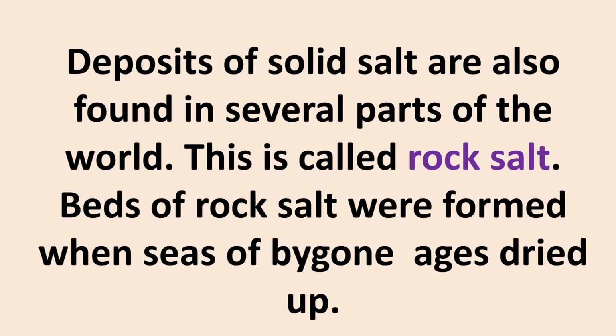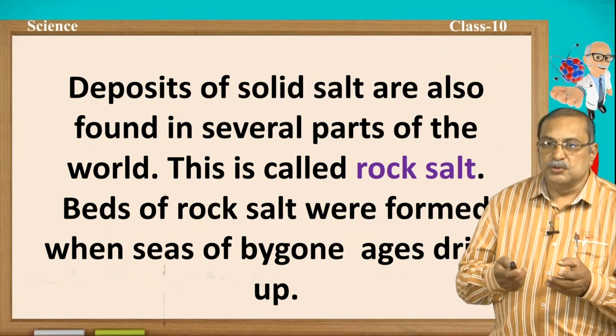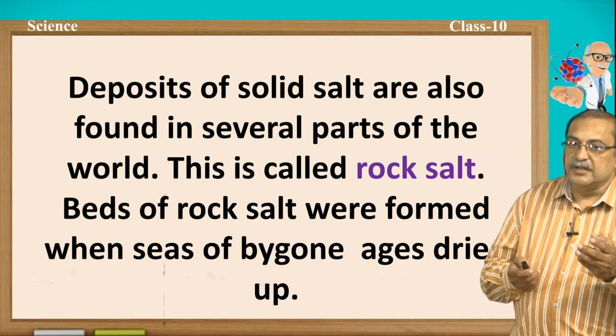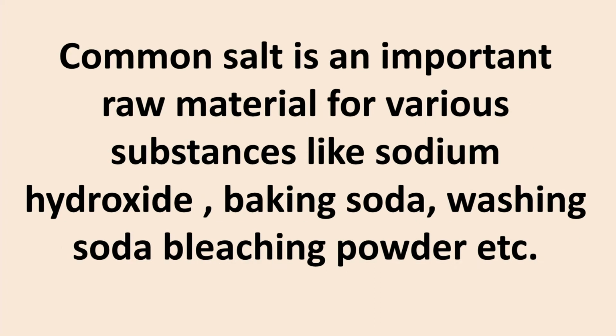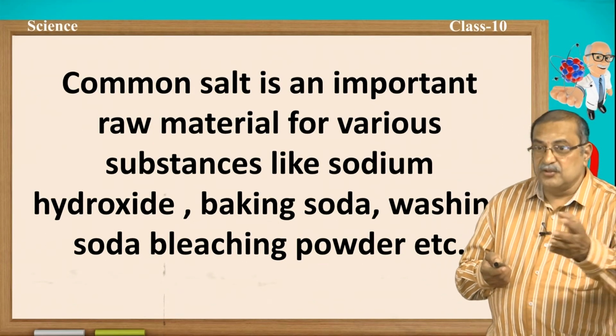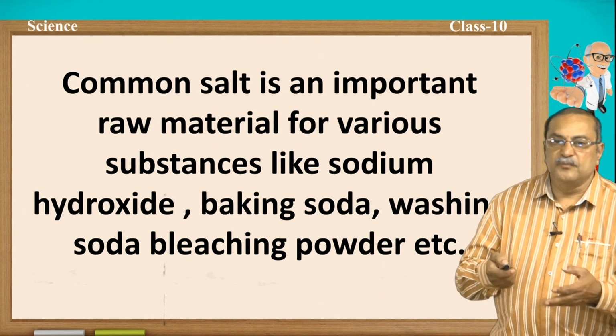Even in India we get it in a place near Sambar in Rajasthan. The rock salt is somewhat brownish red in color. Beds of rock salt were formed when seas of bygone ages dried up. Common salt is an important raw material for various substances like sodium hydroxide, baking soda, washing soda, bleaching powder, etc. So not only for preparing food and eating, we use it for many purposes.